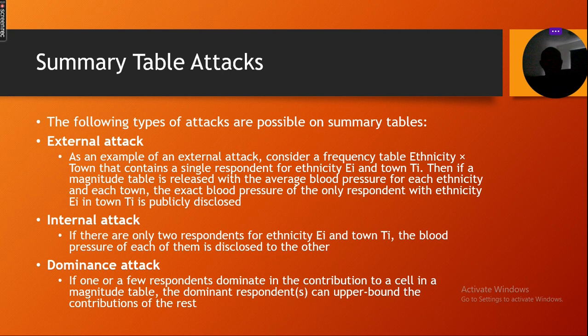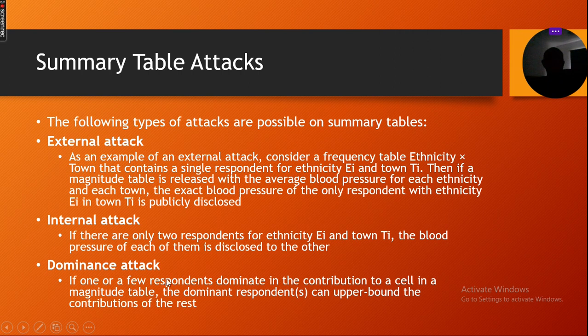Now, summary table attack. What kind of attack can happen to a summary table? One is external attack. Two is internal attack. Three is dominance attack. Now, the external attack is coming from outside, usually like your ethnicity and your town. Okay, we can use this to create an external attack. The internal attack is coming from respondents, from ethnicity and town, the blood group, and so on and so forth. You'll be able to do an internal attack.